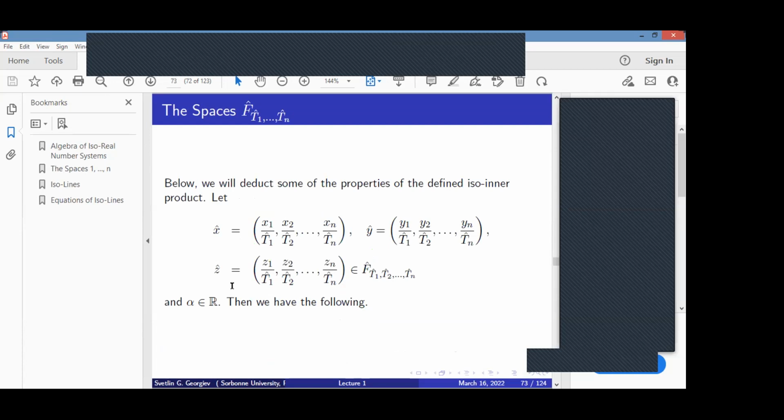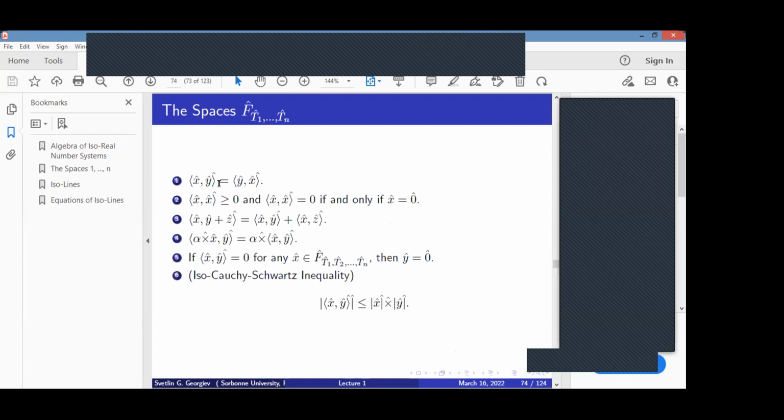For these properties, we take three iso elements, hat X, hat Y, and hat Z, and a number alpha. We have as first property commutativity, second property that the iso square is greater than 0. We have transitivity, homogeneity, and the next property is that if the iso inner product of two elements is equal to 0 for any iso point hat X, then the iso point hat Y is equal to 0. We have the iso Cauchy-Schwarz inequality given in this way.